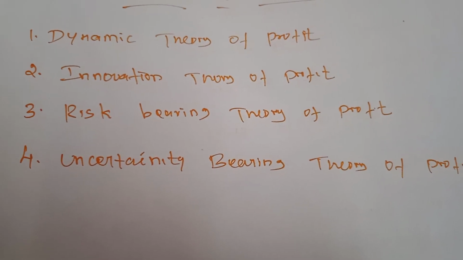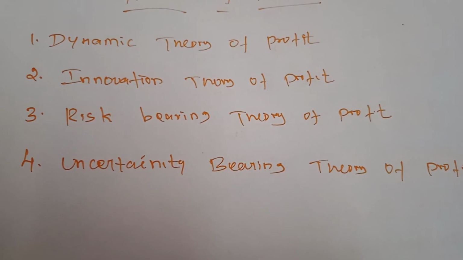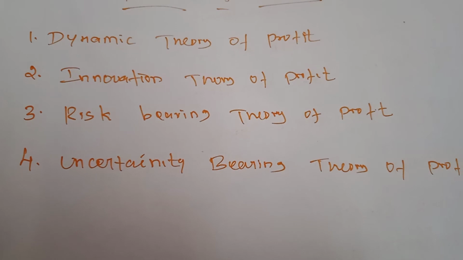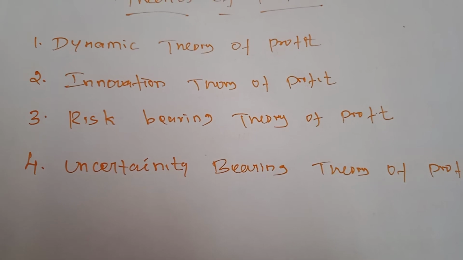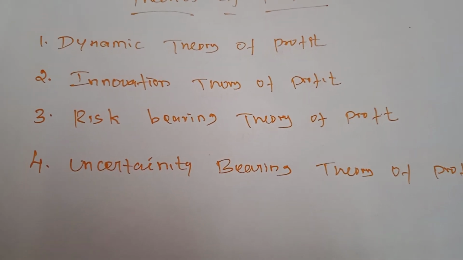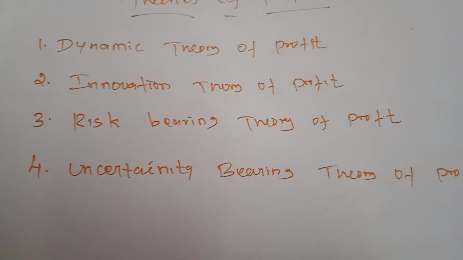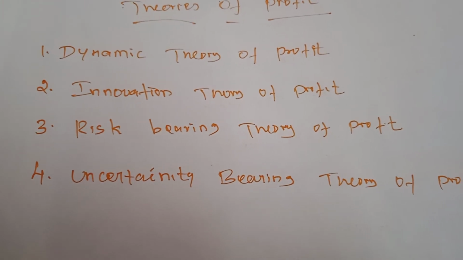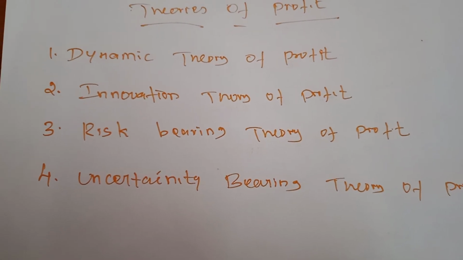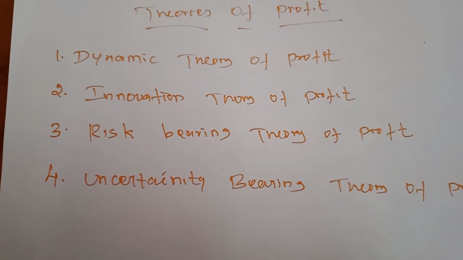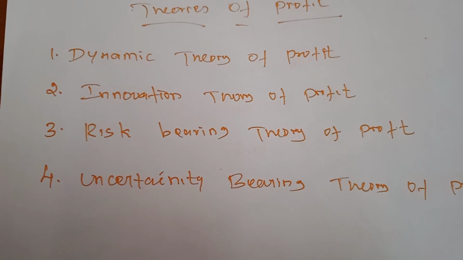Next, discovery of new raw materials. By using high-cost raw materials, he will not get more profit, so he has to introduce a substitute or new raw material in the production process. And reorganization of industries. A good entrepreneur has to make the effort to reorganize his industries or firm. When any one of these innovations is introduced by the entrepreneur, it leads to a reduction in the cost of production and thereby brings profit to the entrepreneur.